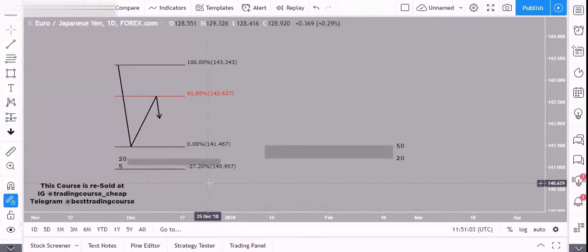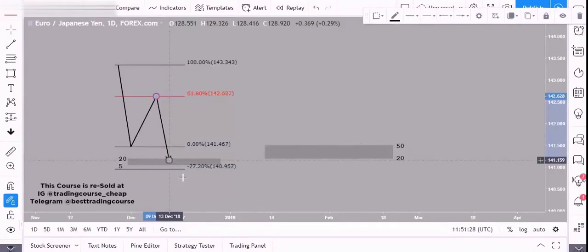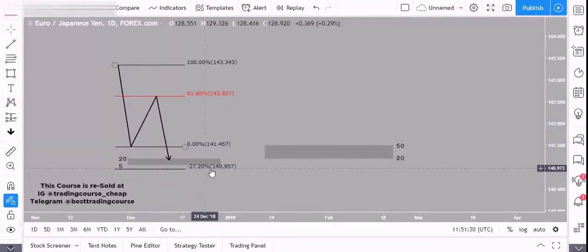140.95. It means I'm going to choose the closest number to this minus 27 that belongs to the numbers theory. Now, because I'm going short and I want to use minus 27 as take profit, I will use the next number above minus 27. I will take the closest number of the numbers theory above minus 27, not below, because remember, I'm going to take this price as a target, because I'm short. So minus 27.20 in this case is 140.95.